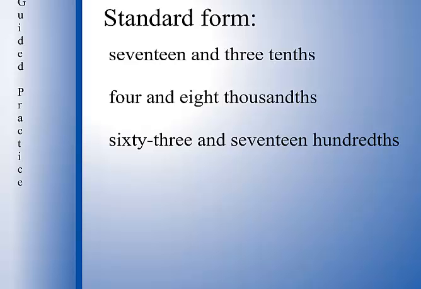Let's write some standard form. Standard form is how numbers are written. I see I have an "and" here. So I'm going to write everything before it, 17, and then I'm going to go back here and I'm going to say tenths. That means I only need one spot here, and that 3 fills it in. So there is 17 and 3/10.